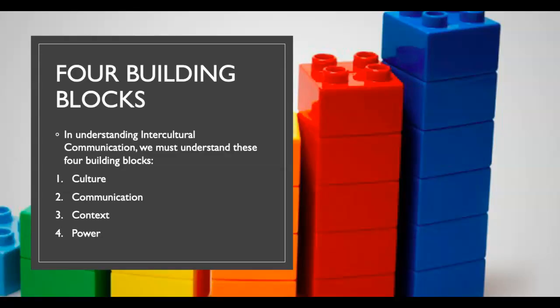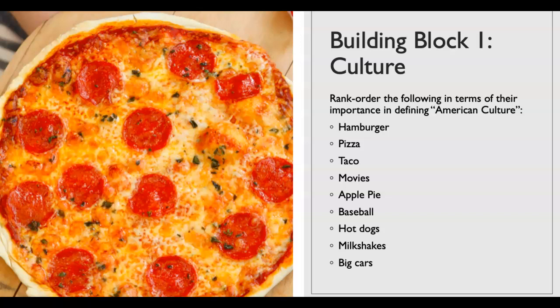Okay. So now let's talk about the four building blocks when we're talking about intercultural communication. We have to tackle these four building blocks in order to understand how to become a better intercultural communicator. So first, we're going to talk about culture. Then we're going to talk about communication. We're also going to talk about context as well as power. All right. So building block one, culture.